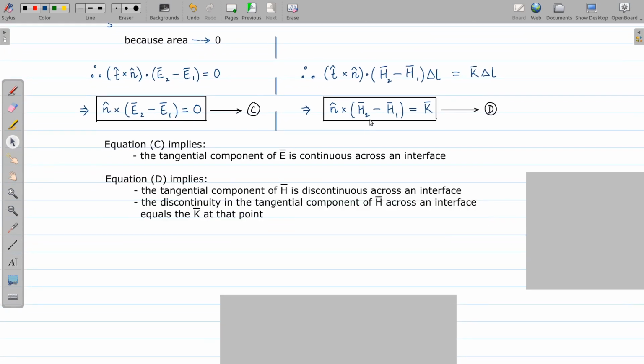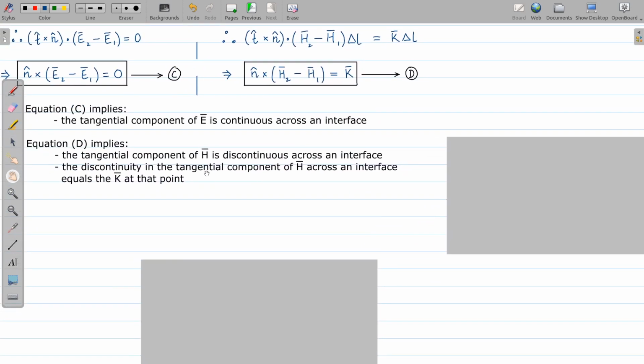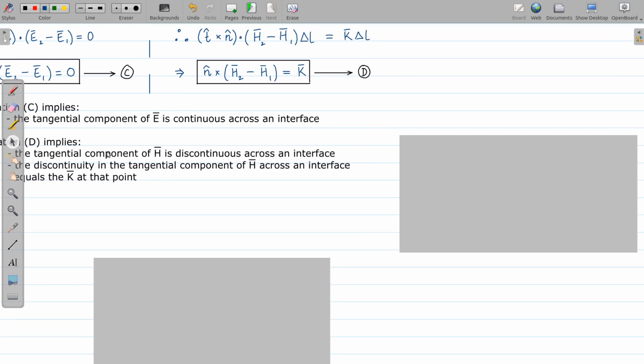Equation D, what does this imply? In a similar way, the difference in the tangential component of H is not equal to 0, which means there is a discontinuity in H across the interface. This discontinuity in H is equal to K, whatever the surface current is at that point.